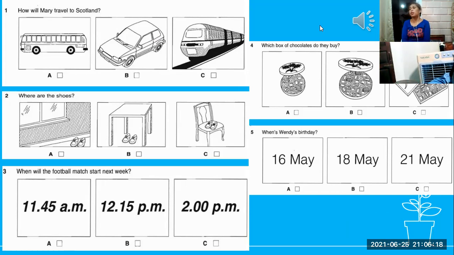Four. Which box of chocolates do they buy? Which box of chocolate shall we get Mum for her birthday? Those round boxes with the flowers on. Yes, but that square box is cheaper. But it's Mum's birthday. Let's get the big round one. We've got enough money. Okay.